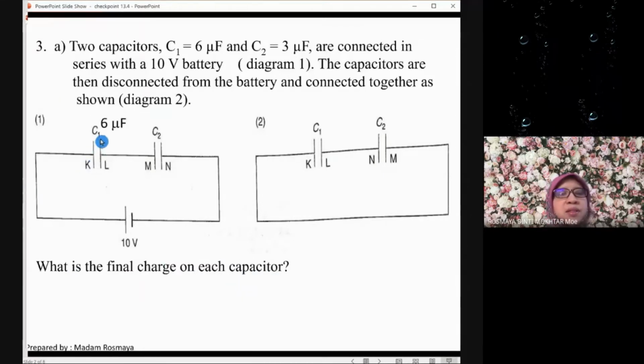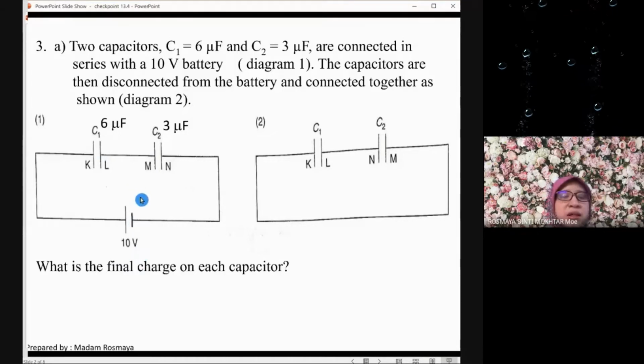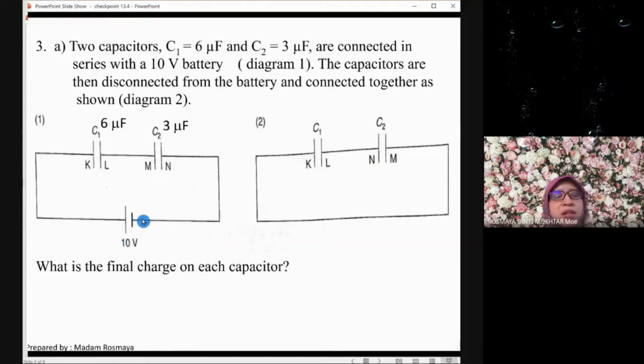So capacitor 1, 6 microfarad, I label it here so it is easier for you to see. Then this is 3 microfarad. So we are going to determine the final charge. As the capacitors are connected to the battery, that means it is the charging process. So we determine the final charge, meaning after it is fully charged. For fully charged, the potential difference used must be 10 volt. Fully charged means the voltage across them is 10 volt.